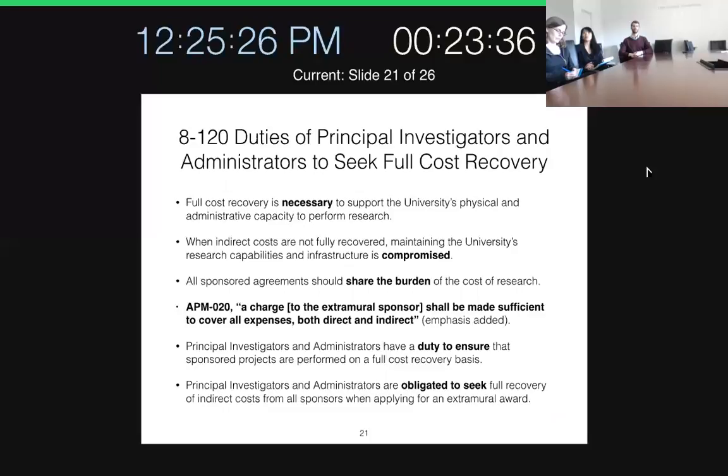The cost recovery is necessary for us to maintain our facilities, to maintain our staff. When we're not recovering IDC, some of that becomes compromised. Our ability to hire sufficient staff to actually submit proposals on time can be hard to maintain. The other note that I think is interesting is that the regents are really pushing for all sponsored agreements to actually share the burden of the cost of research across the entire campus.